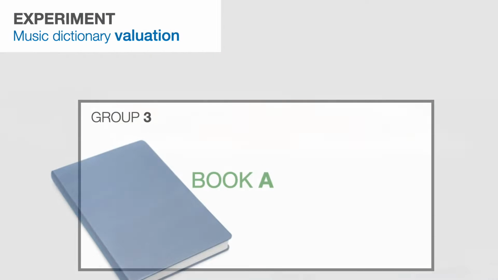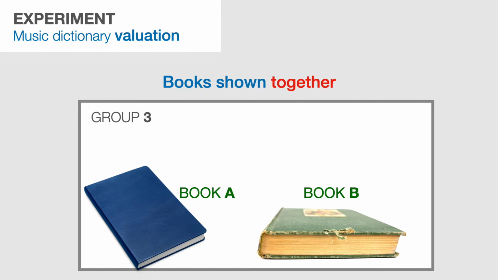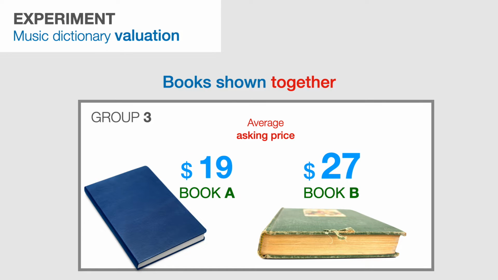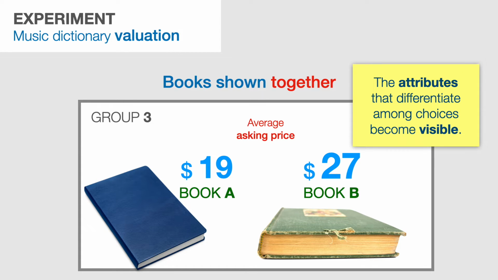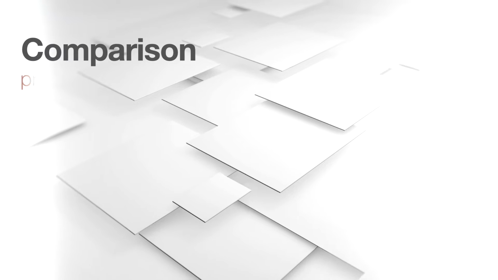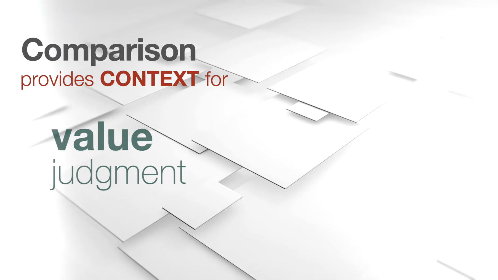A third group was asked to do the same, but this time the members were shown both books side by side and were asked to evaluate them. This time around, the relative outcome is different. Book B received a higher price. When comparing, the attributes that differentiate among choices became visible, and we could judge based on them. It became clear to the participants that the number of word entries ought to be a more important consideration than the book's condition. Comparison provides context for value judgment.